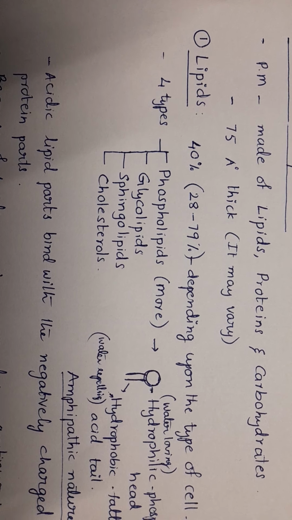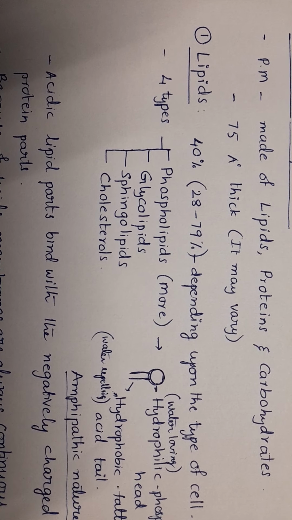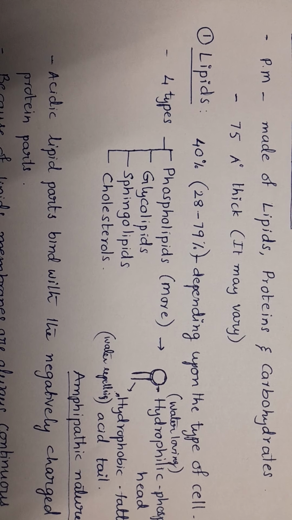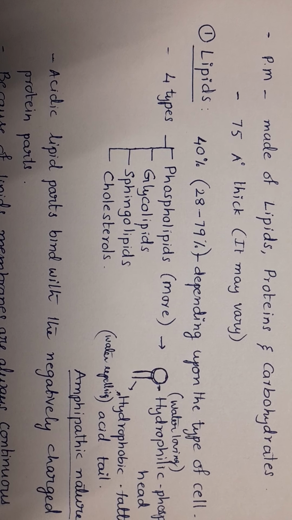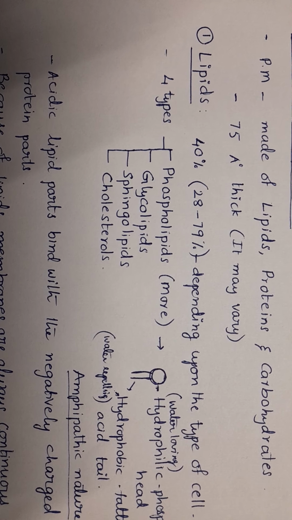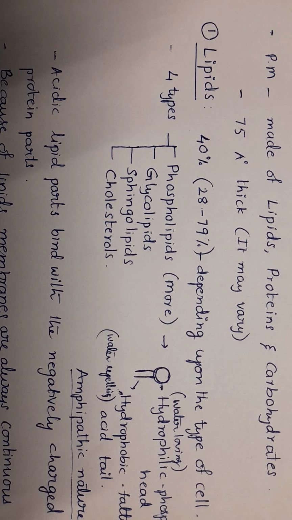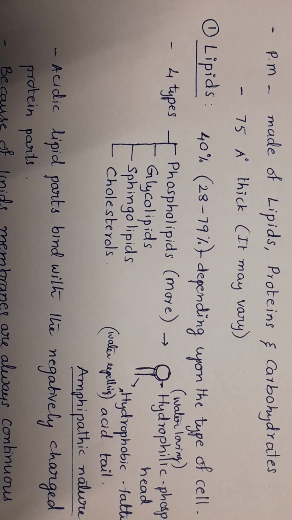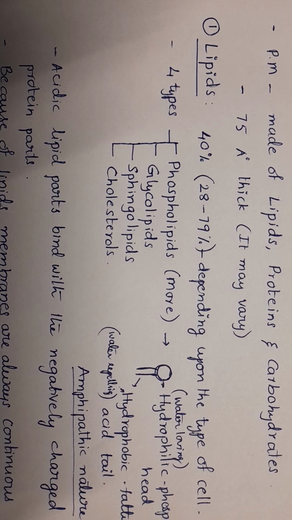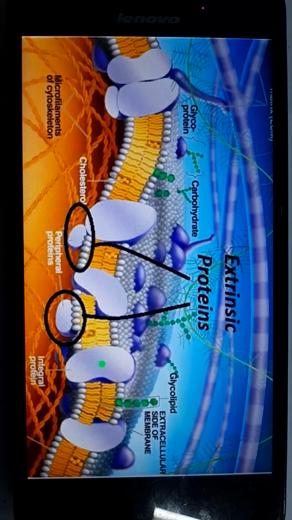Lipids. In plasma membrane composition, lipids account for 40%, but depending on the type of cell, it may vary. 28 to 79% of lipids are present. Generally, lipids are of four types: phospholipids, glycolipids, sphingolipids, and cholesterols. But among all these, phospholipid content is more. A phospholipid molecule has a head and tail like structure.